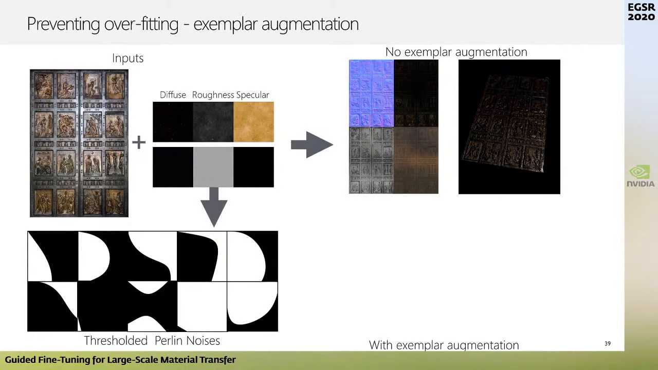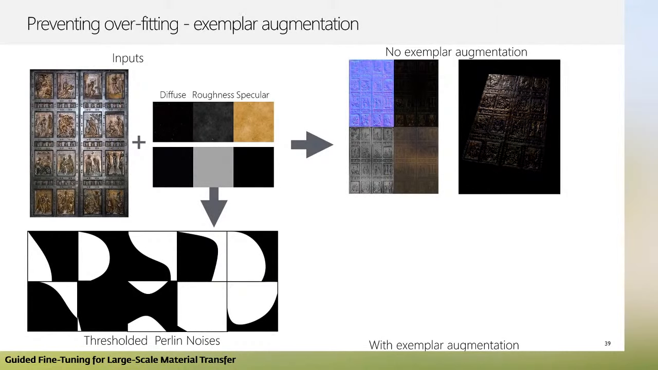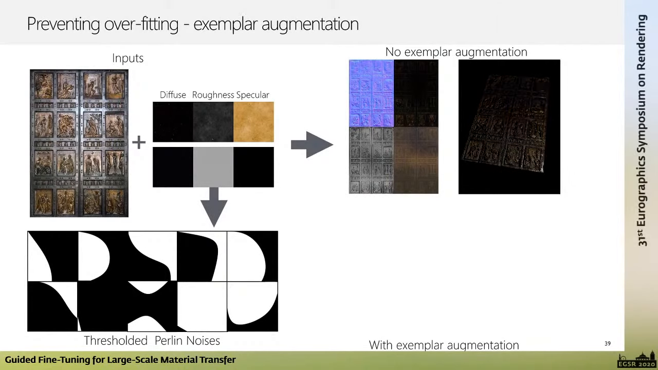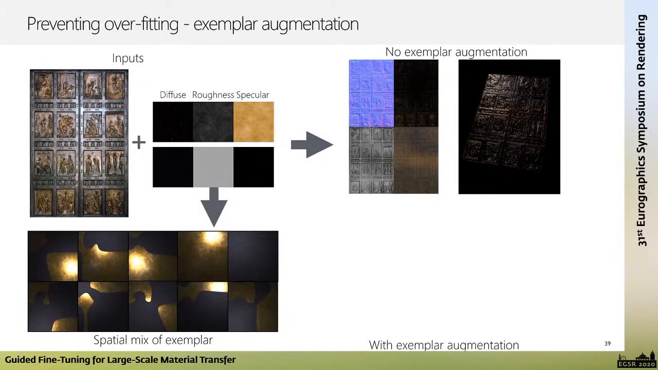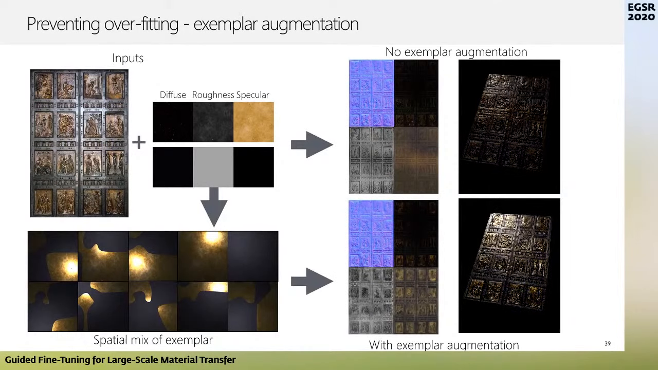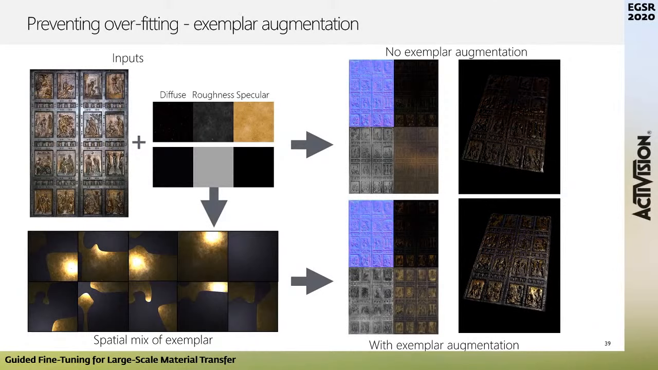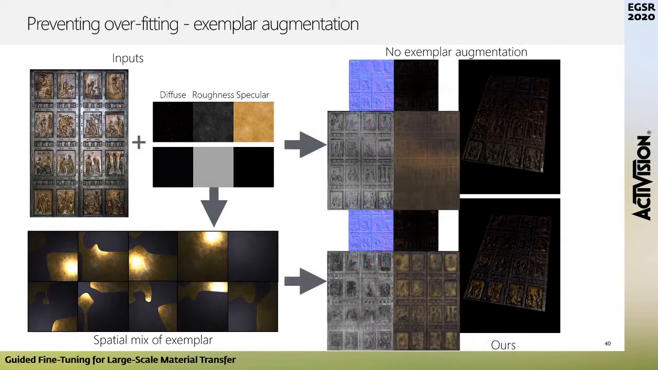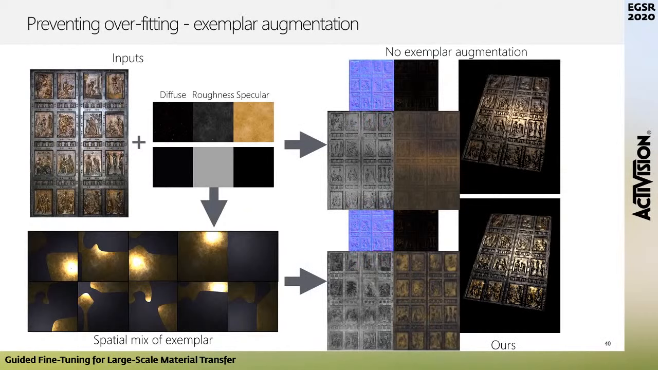We create random masks based on thresholded low-frequency Perlin noise, allowing to create random spatial mix of the exemplars, which still preserve their individual properties, leading to better spatial distribution in the results, as you can see here in the zoomed specular and roughness maps.